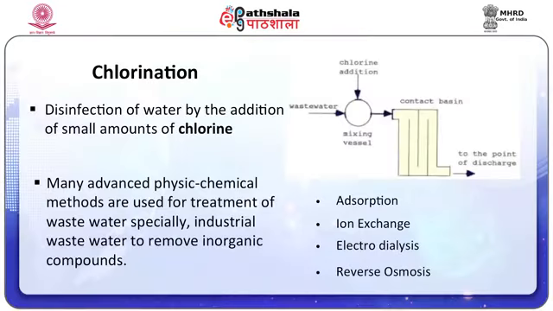Chlorination. Before discharging the effluents, disinfection done with chlorine can be the final step of wastewater treatment. Chlorination is done to kill disease-causing microorganisms that might be present in wastewater. Many advanced physico-chemical methods are used for treatment of wastewater, especially industrial wastewater, to remove inorganic compounds.